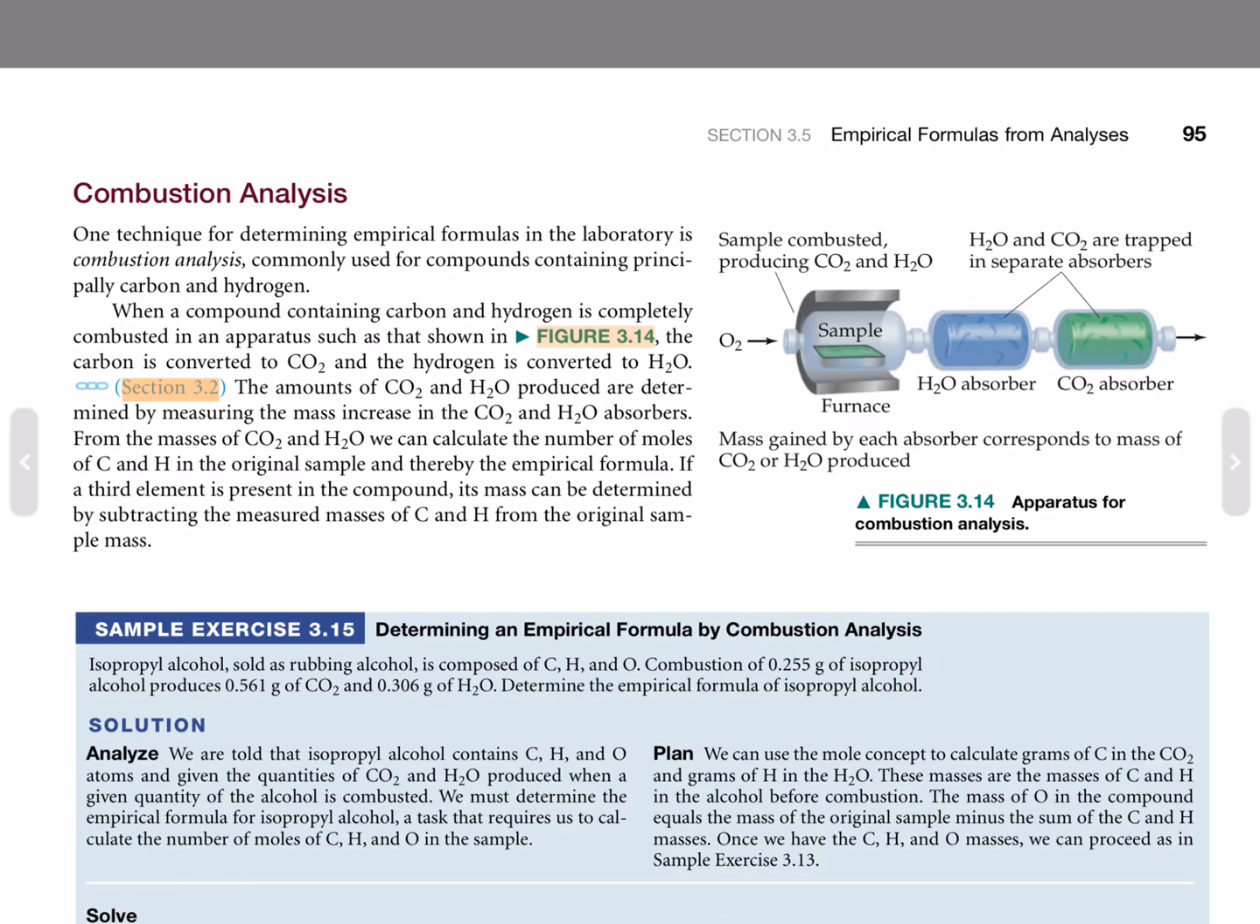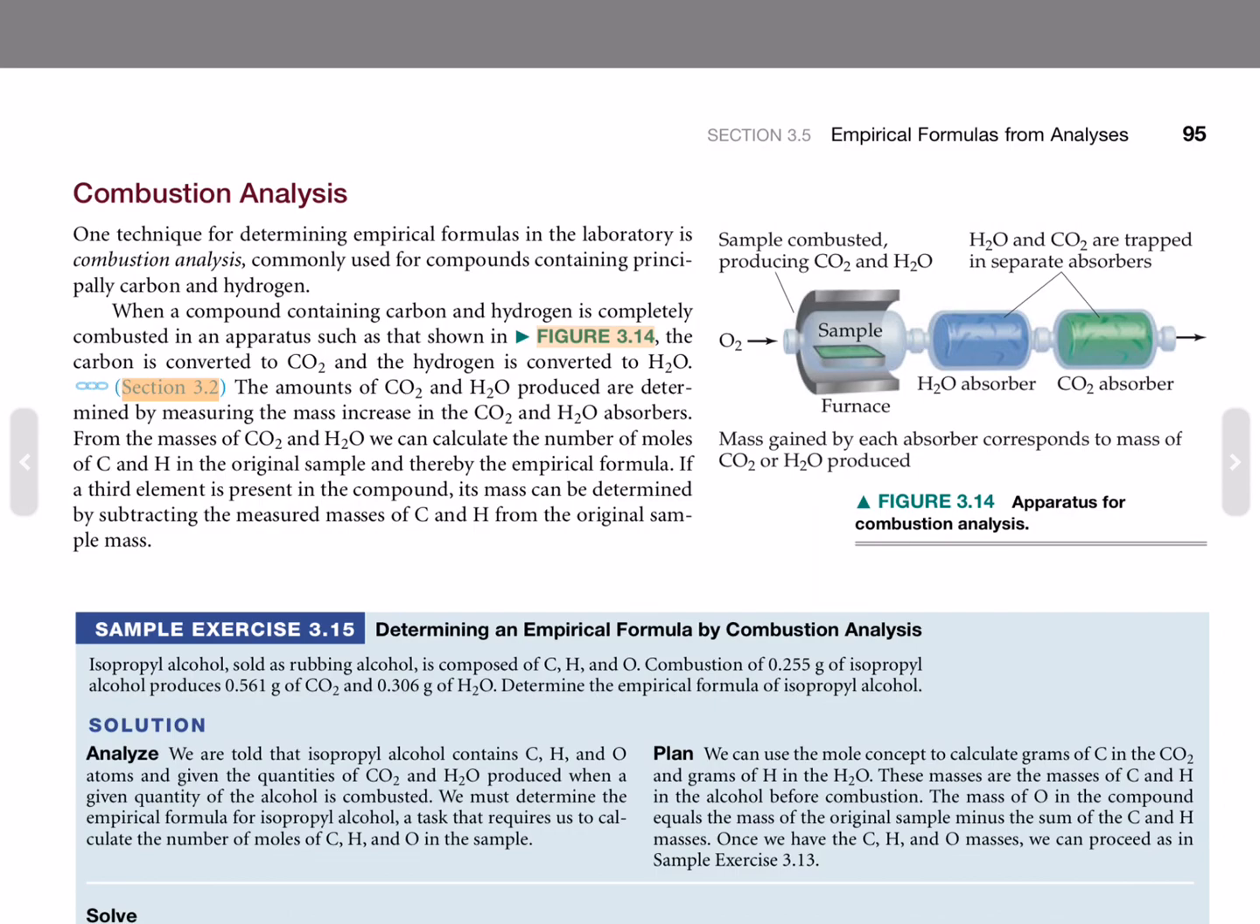Combustion analysis. One technique for determining empirical formulas in the laboratory is combustion analysis, commonly used for compounds containing principally carbon and hydrogen. When a compound containing carbon and hydrogen is completely combusted in an apparatus such as the one shown in Figure 3.14, the carbon is converted to carbon dioxide and the hydrogen is converted to water. The amounts of carbon dioxide and water produced are determined by measuring the mass increase in the carbon dioxide and water absorbers. From the masses of the carbon dioxide and water, we can calculate the number of moles of carbon and hydrogen in the original sample and therefore the empirical formula.